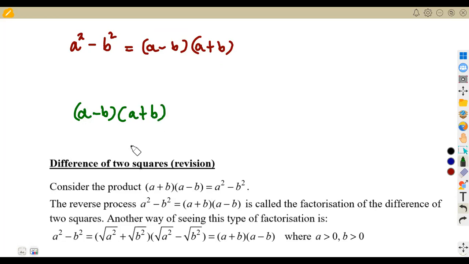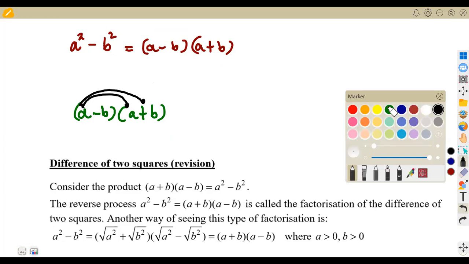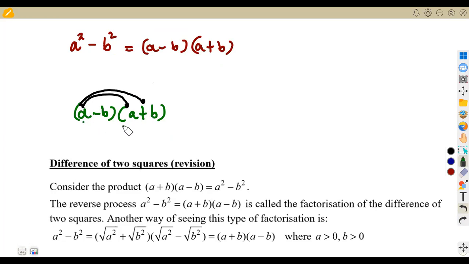We want to expand these two brackets and see if truly we are going to have what we have here as our difference of two squares. Remember, from our expansion, a is going to multiply everything in the other bracket. So I'm going to multiply everything by a in the second bracket. That's a times a, which gives us a squared, and a times b, which gives us plus ab. We are just multiplying a and b, that will be a plus.